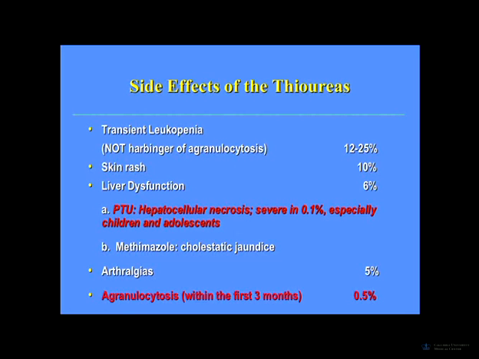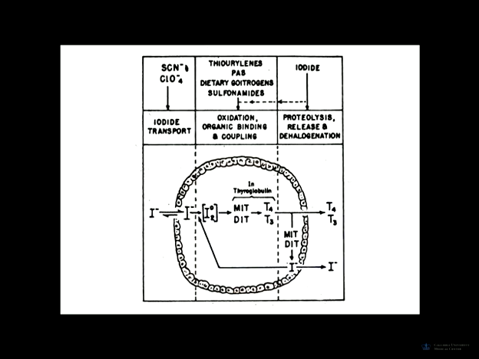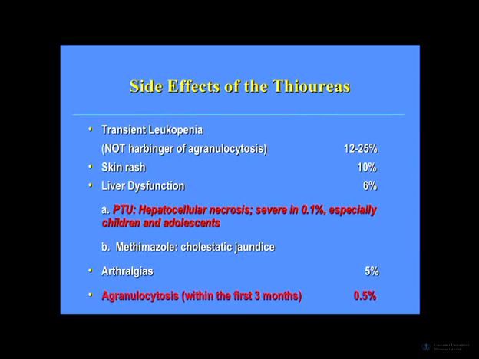There are certain side effects of the thioureas. A transient decrease in the white blood cell count, which is not a harbinger of agranulocytosis, occurs very commonly. Up to about 25% of patients will get a leukopenia. And a practical point is that a baseline CBC with white blood cell count is strongly advised before starting the thiourea. Skin rashes occur in about 10% of patients.